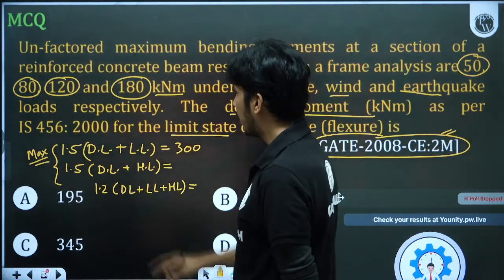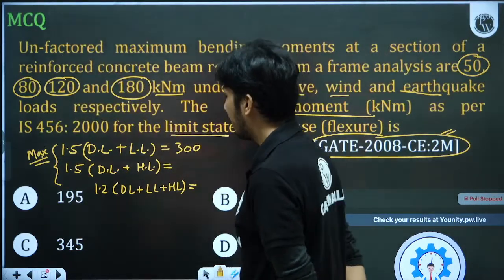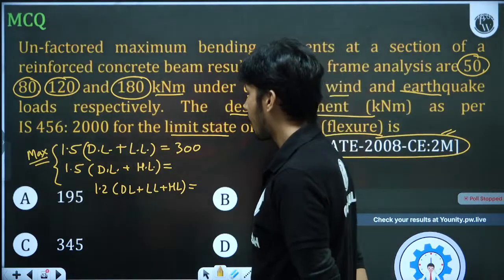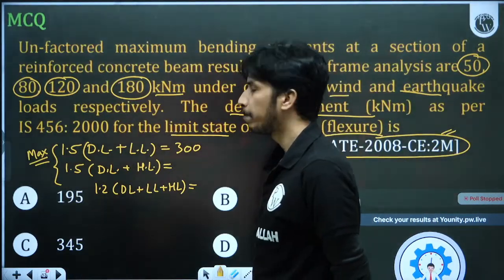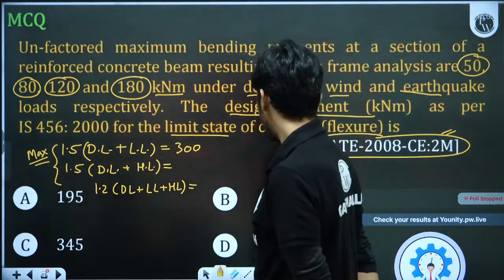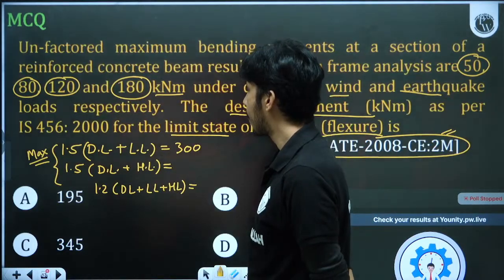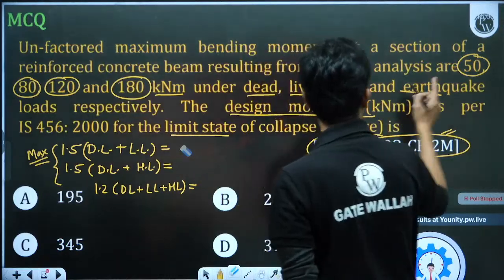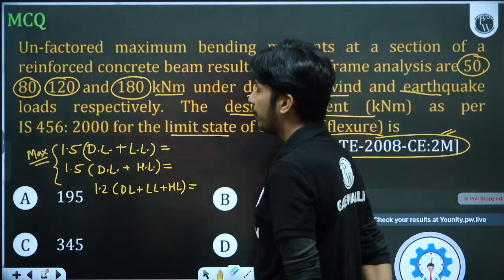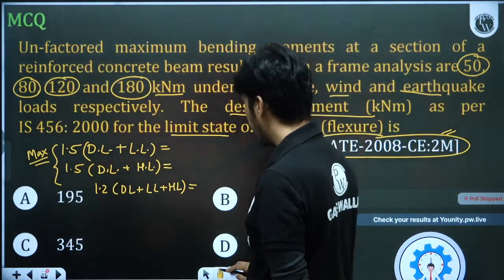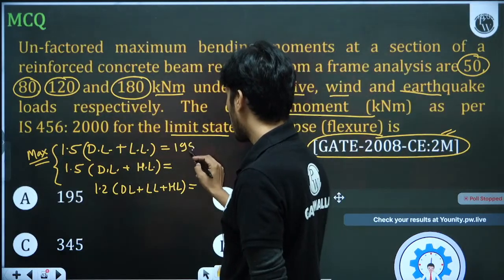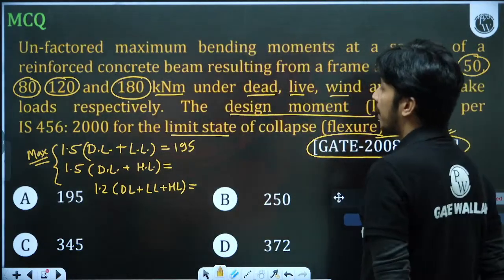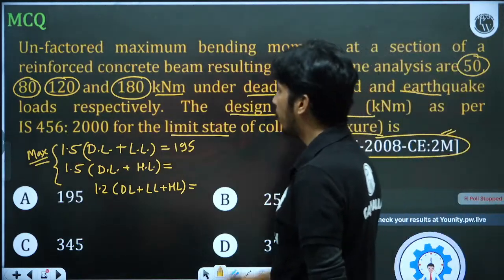Dead load plus horizontal load. Dead load is 80, horizontal load is 180. Sorry, 50 is dead load and 80 is live load, so 80 plus 50 is 130. 130 into 1.5 is 195. Dead load plus horizontal load: dead load is 50, horizontal load is 180. 180 plus 50 is 230. 230 into 1.5 is 345.